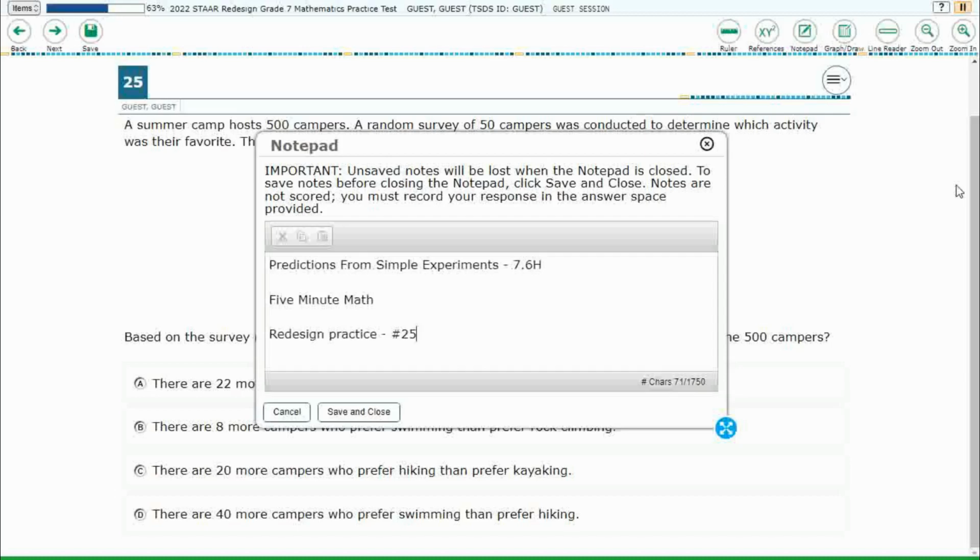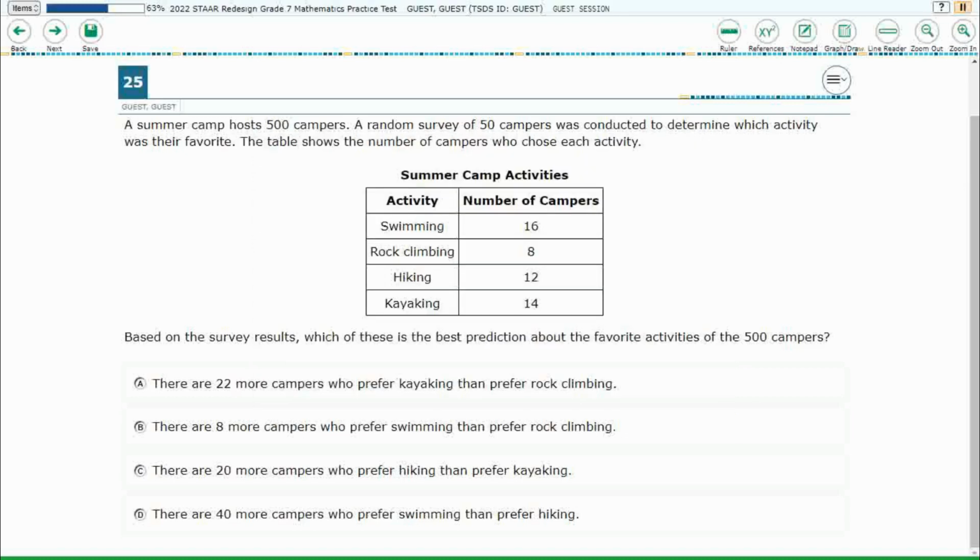Today we are looking at the 7th grade concept of predictions from simple experiments. This is standard 7.6H in the great state of Texas, and we are using item number 25 of the Redesign Practice Online STAAR test. If you haven't done so already, please go ahead and take a moment to pause the video, work this problem out on your own, unpause it, and we will look at our answers together.